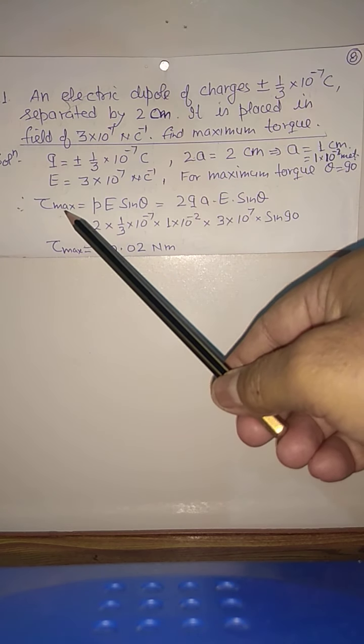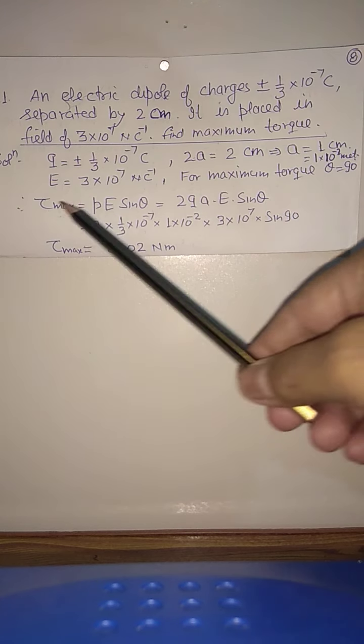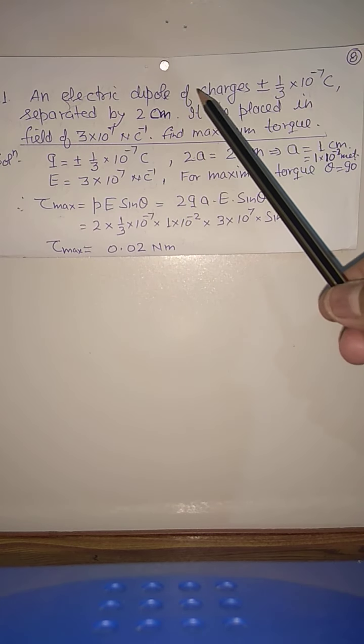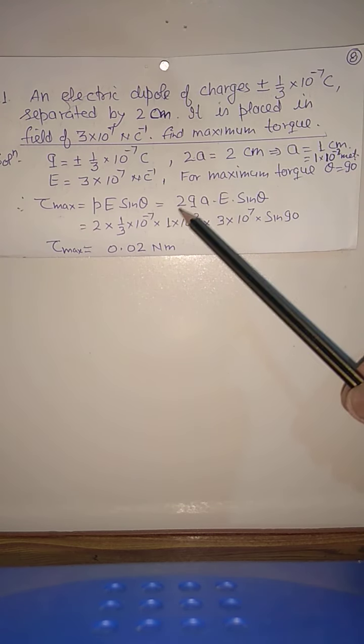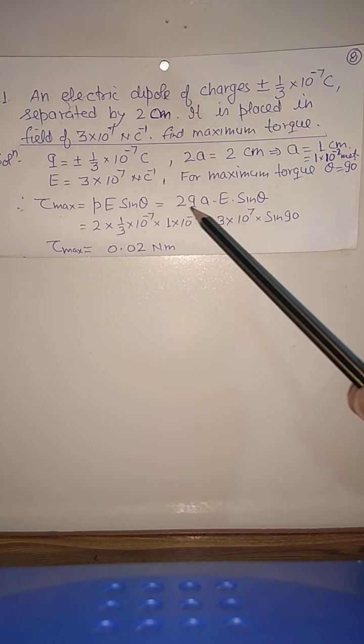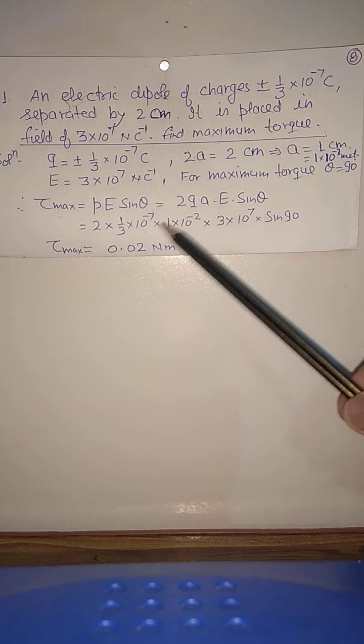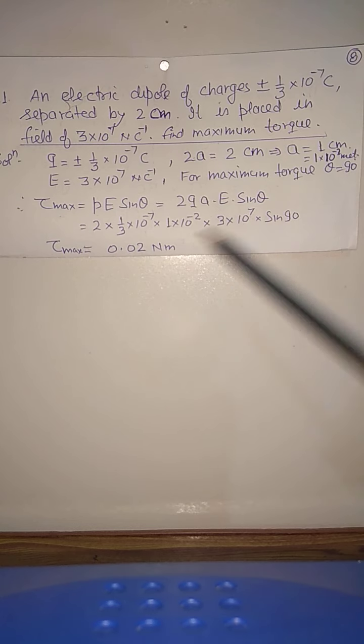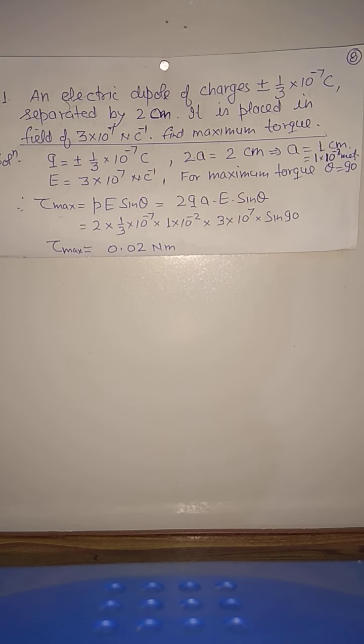So putting these values in this equation, tau is equal to P sine theta. P is not given here, so we will use P is equal to 2QA. Tau is equal to 2QA into E sine theta. We will get tau maximum is equal to 0.02 Newton meter, and you can calculate it.